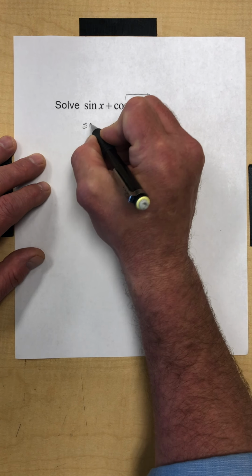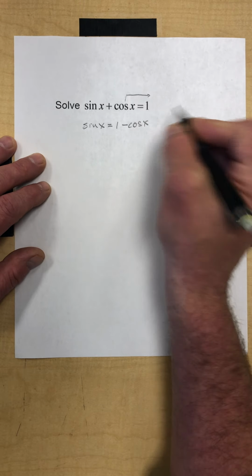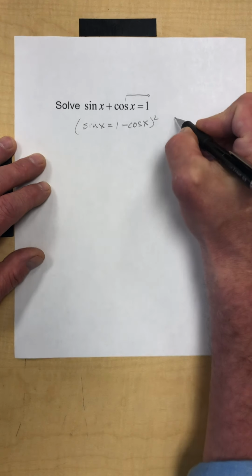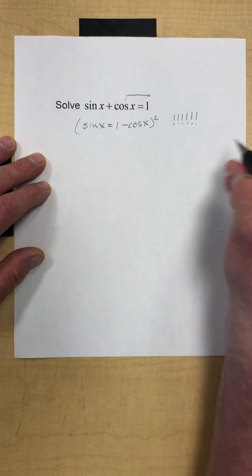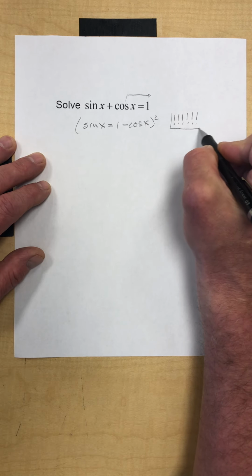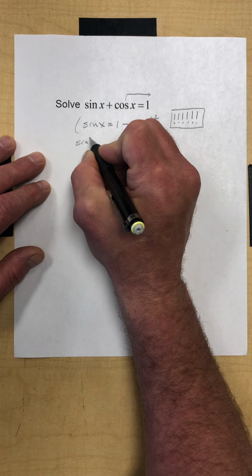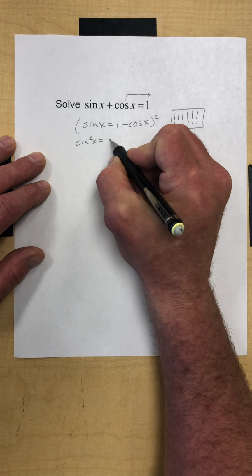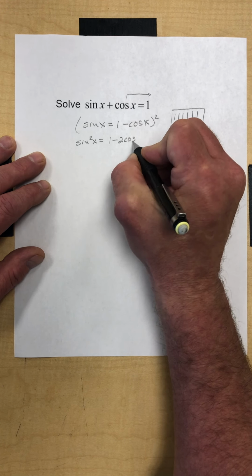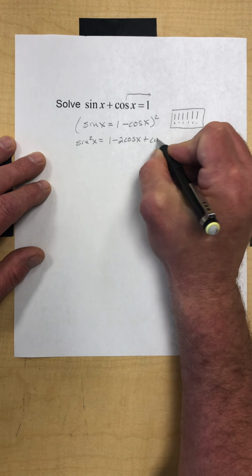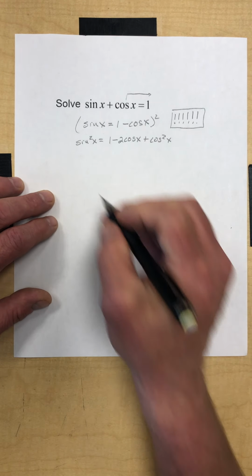Okay, so we get sine of x equals 1 minus cosine of x. And then we square both sides. And remember, when we do that, you got to think in terms of extraneous solutions. We might have an issue here. So we're going to get sine squared of x equals 1 minus 2 cosine of x plus cosine squared of x. Okay, so I'm in the same boat as the last one.